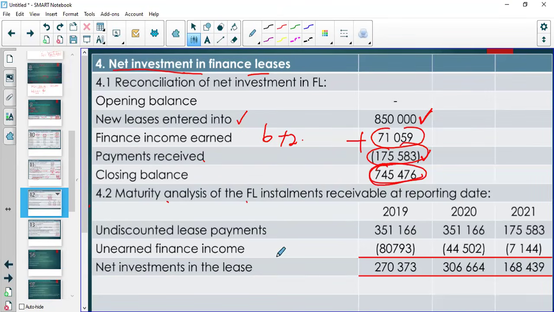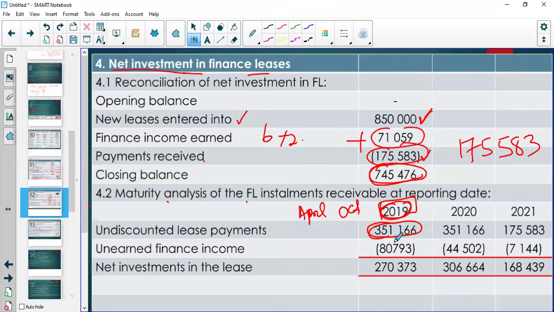So we are saying in the whole of the 2019 financial year, we're going to receive two payments, one in April, one in October. Each will be 175,583. So we're going to receive a payment in April and another one in October. This is for the year 2019. So the total received is going to be 175,583 times 2. So that's why we have this. This is what we're going to receive in 2019.